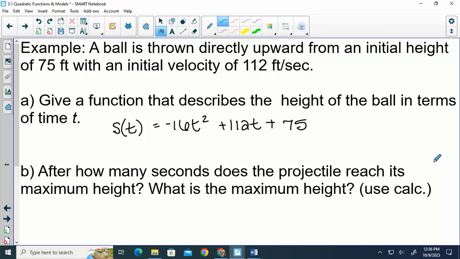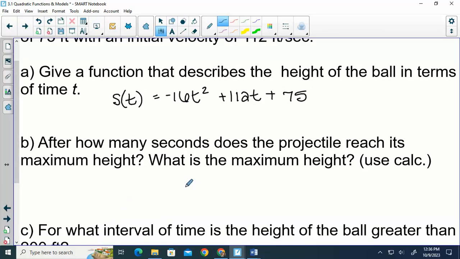If something is going down, what would be true about your velocity? Negative. Velocity is just like speed with direction. So up is positive and down is negative. So negative 16 is always going to stay. That has to do with acceleration due to gravity. So that is a constant.